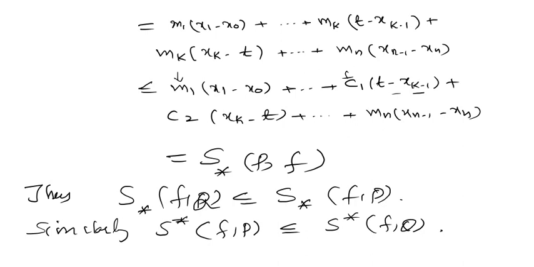If the partition is the same partition, then S star of P f is always less or equal to S upper star. Sorry. The first theorem you did is this: if the partition is the same, then this is always true.